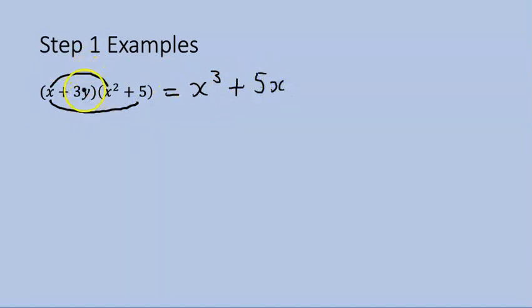I then deal with this 3y. And then I do 3y times x squared. Because they're all different variables, I just collect them together. So I've got 3, then I've got the x squared, and then I've got y. And then I do 3y times my 5 here. 3y times 5 is 15y.